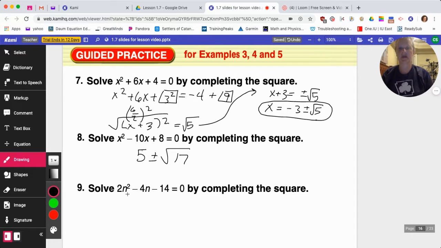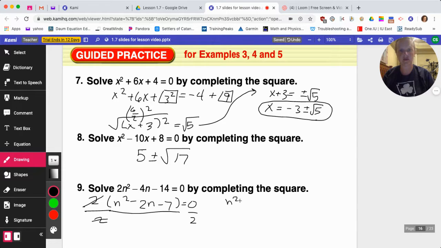And then we're going to do number 9 because there's an a term here. We're going to practice that one just a little bit more. So let's go ahead and factor out that 2. n squared minus 2n minus 7 equals 0. And then divide both sides by 2, which cancels it out. So if I divide both sides by 2, the 2 is gone. Then I'm left with n squared minus 2n minus 7 equals 0. And that's much easier to do. Okay, so let's subtract 7. No. Let's add 7 to both sides.